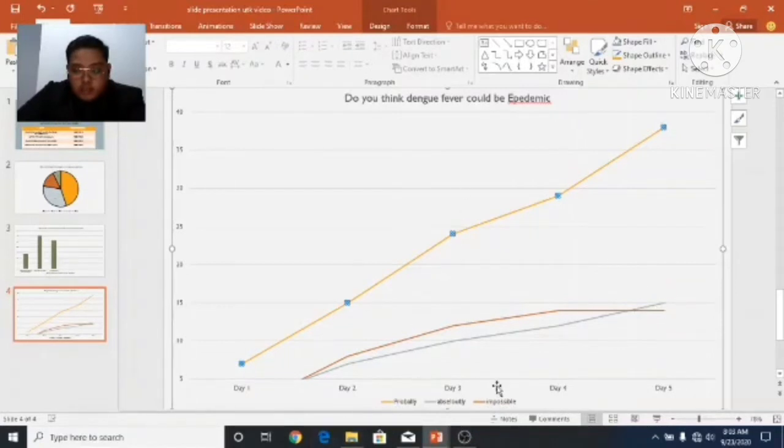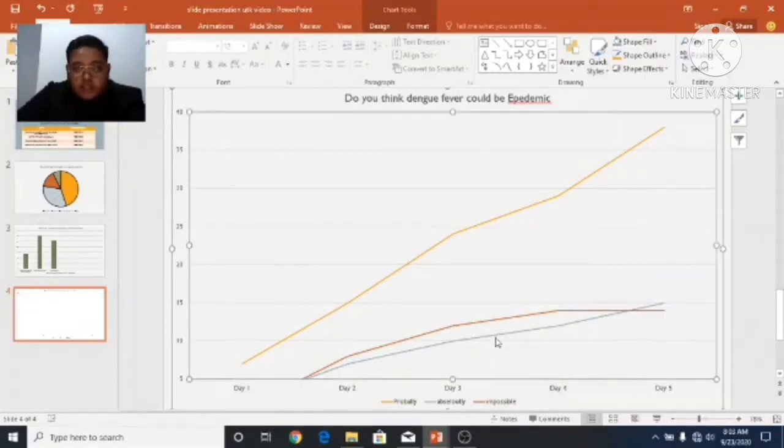And then we go to impossible. On day 1, only 1 student chose impossible, then day 2 increased to 8 students, day 3 went to 12 students, day 4 to 14 students, and day 5 stayed at 14 students. It means the total number of students that answered impossible is 15 students. That's all, I guess, for me.